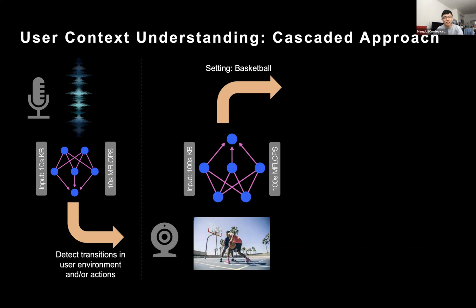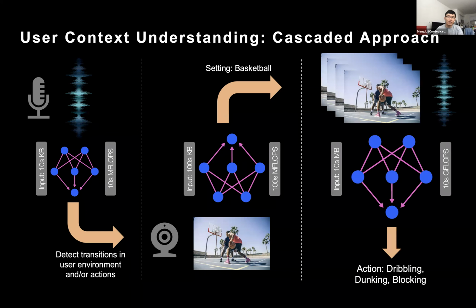And once such a basketball is detected, the full video understanding pipeline will be invoked to classify the user's action, including whether you are currently blocking, dunking, dribbling, and so on and so forth. And as you can see in this pipeline, the third stage is the most computational. It's only activated whenever it is needed. And the always-on portion of this pipeline, which is audio-based processing, is much more lightweight.